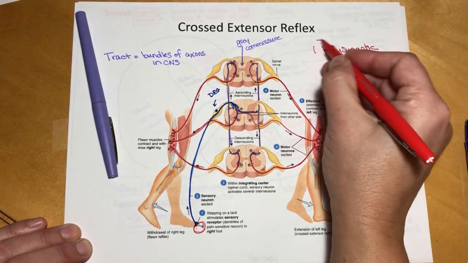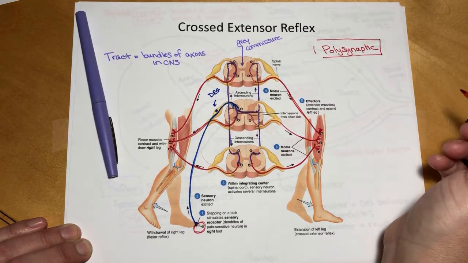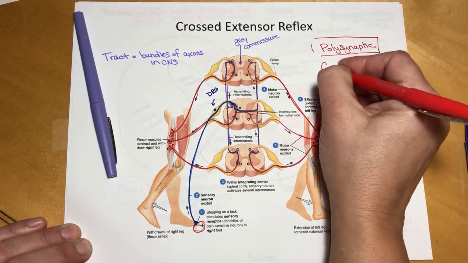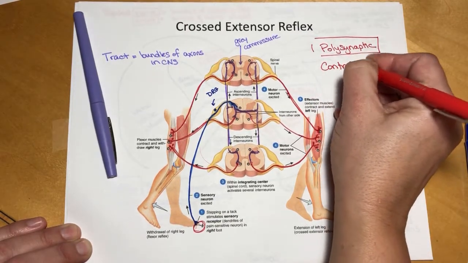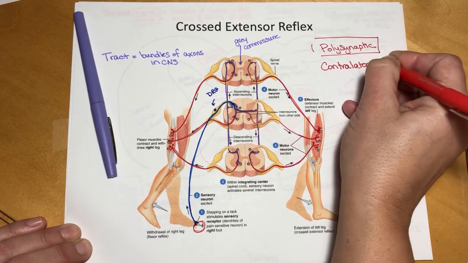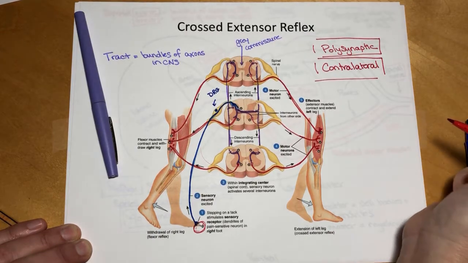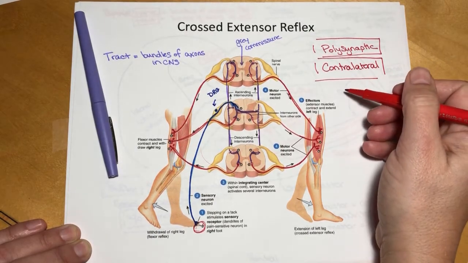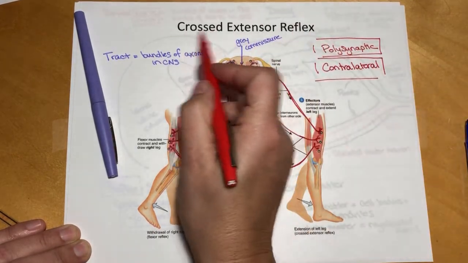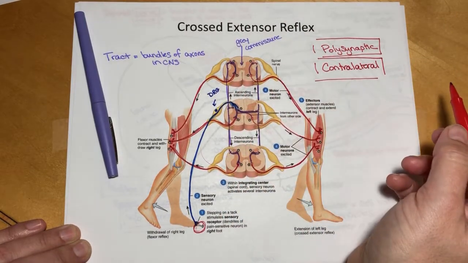So not only is this a polysynaptic response, it's also what we call contralateral. And this means that it crosses over. Remember, all the other ones we've talked about so far are ipsilateral. Okay, so I always think of crossed as crossing over.